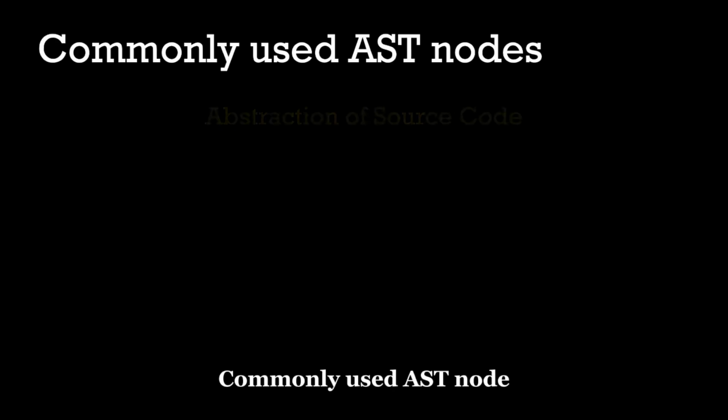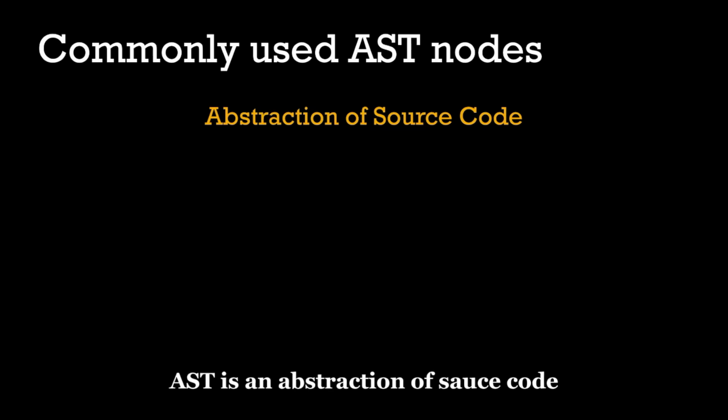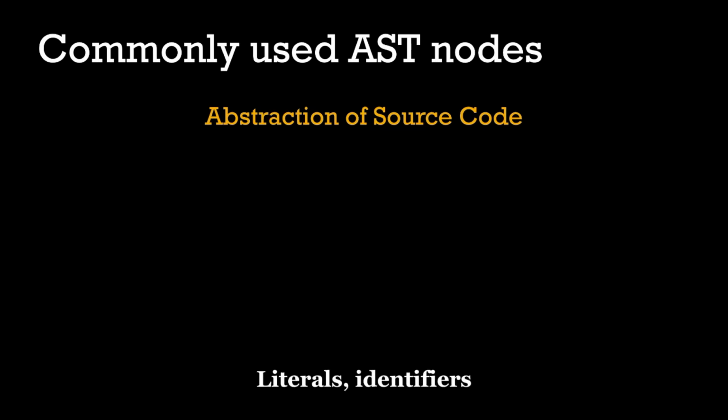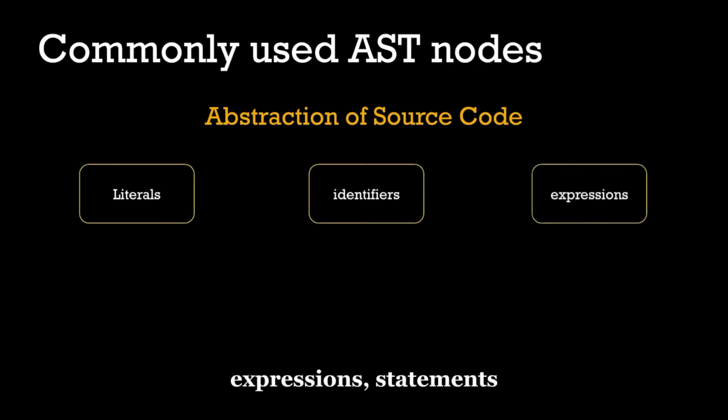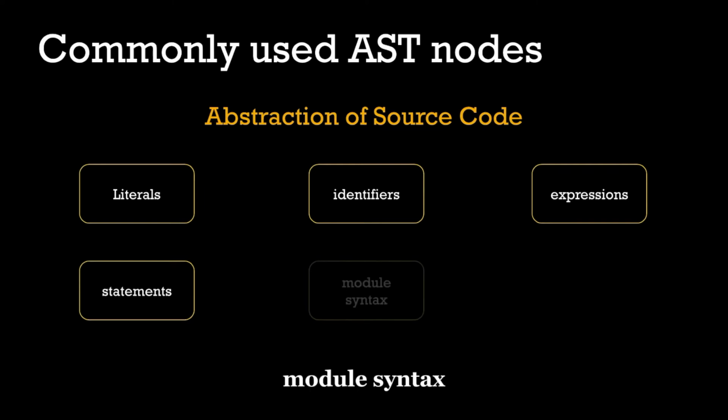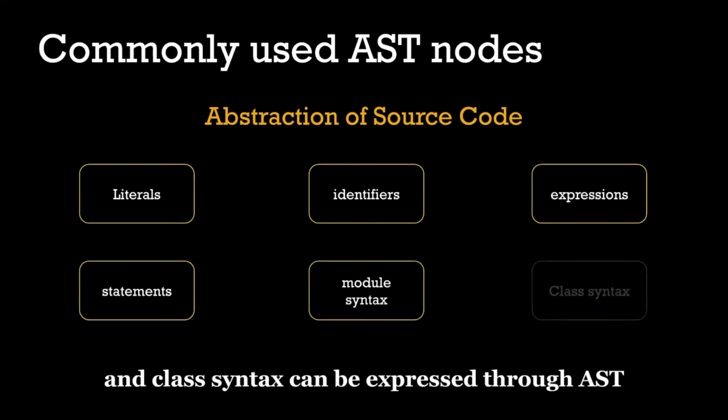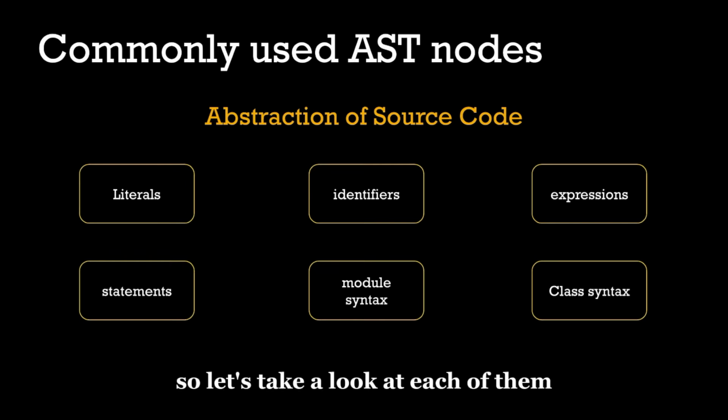So, commonly used AST nodes. AST is an abstraction of source code. Literals, identifiers, expressions, statements, module syntax, and class syntax can be expressed through AST. So let's take a look at each of them.